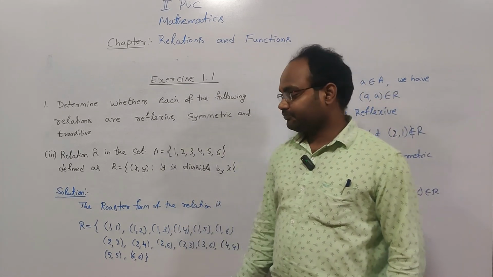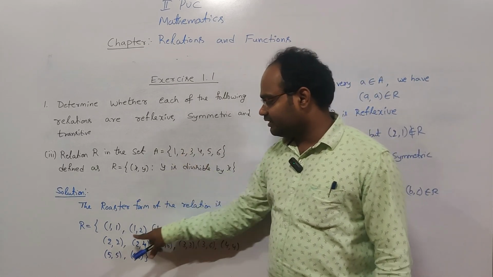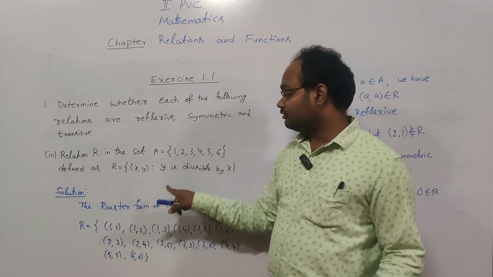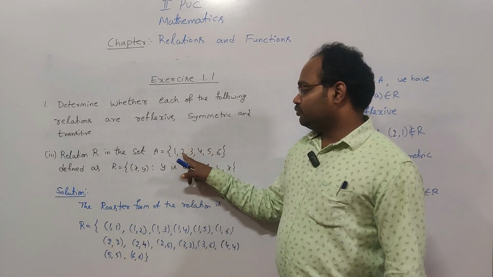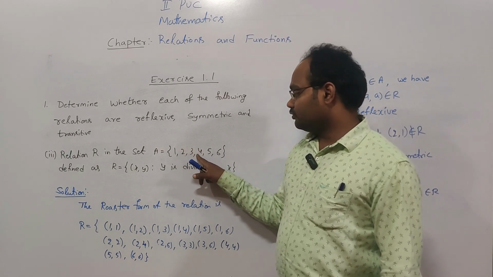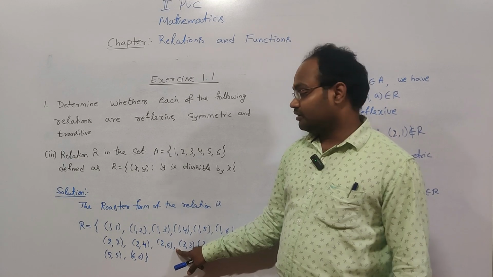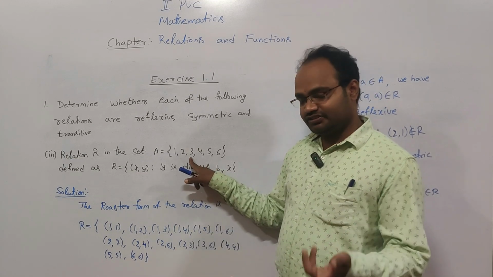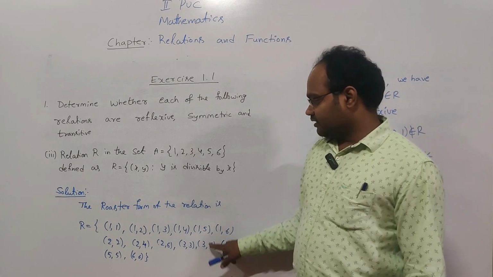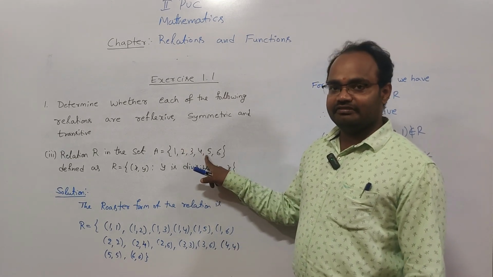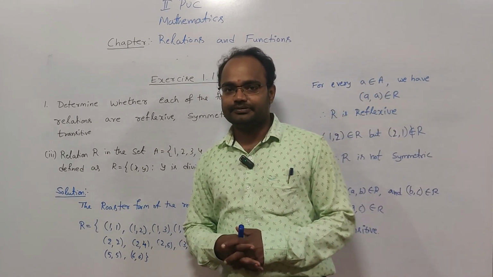We know that. Next, every number divides the same number. So 2 divides 2 itself. 2 cannot divide 1. 2 divides 4. So 2 comma 4. 2 divides 6. So we have 2 2, 2 4, 2 6. Next, 3 divides 3 itself and 3 divides 6. 4 divides 4 itself, 5 divides 5 itself, 6 divides 6 itself. This is the roster form of this relation.